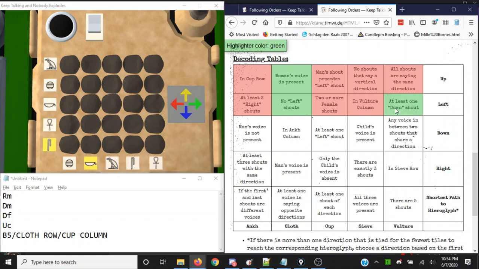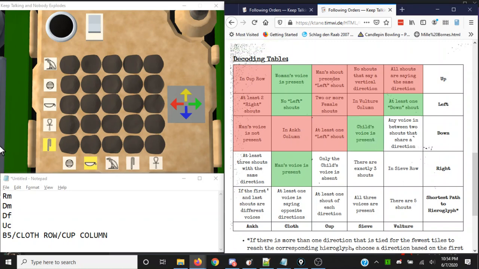At least one down shout? There are two. Man's voice is not present? No, yeah, it's there. Man's voice is present. These two are diagonally linked as well, if that helps. In the Ankh column? That is false. At least one left shout? False. Child's voice present? True.